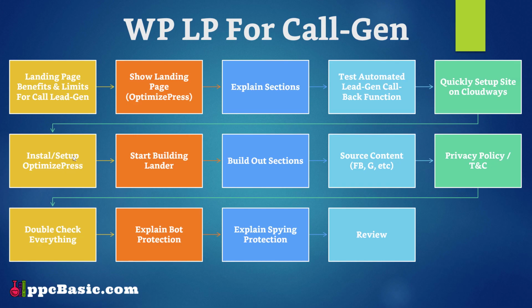And then we installed and set up OptimizePress. And then we started building our landing page as well as building out our sections. I showed you some very quick and simple ways to source your content, whether it's through spying on Facebook ads or going through Google content and scraping their content from there, or ultimately producing your own content by hiring a copywriter to create original content for your site, because ultimately the original content is what's going to get us the SEO traffic. And then we created our privacy policy and terms and conditions, which is a must-have if you're going to create landing pages for Google Ads advertising.